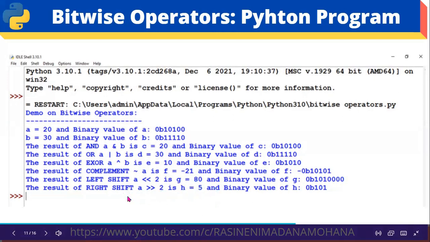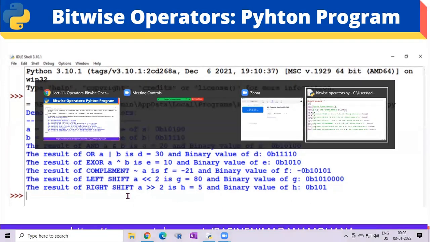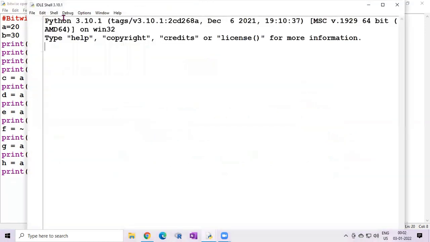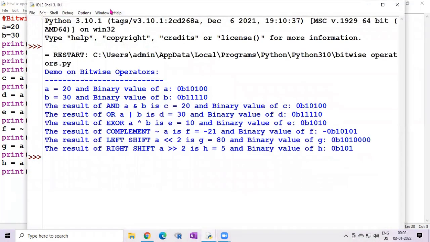Okay, now let us go to Python ideally and run the same program. See, the same program is shown here. A equal to 20, B equal to 30. Now let us see the first one, bitwise AND operator, next OR operator, then exclusive OR operator, then complement, then left shift, then right shift. So let us see the results here. You can click on Run Module or F5. Now see, this is the output.